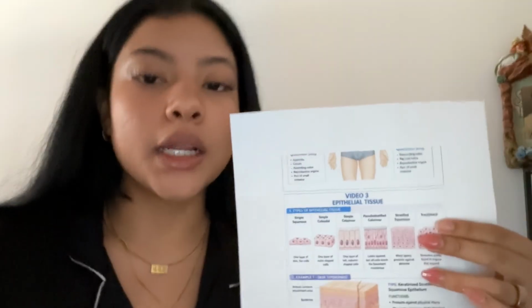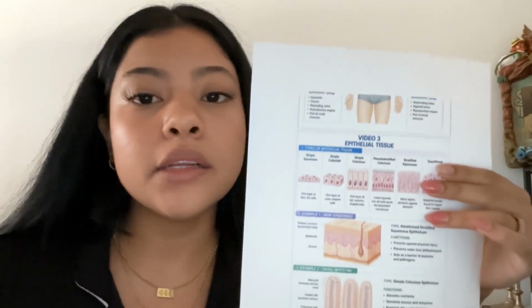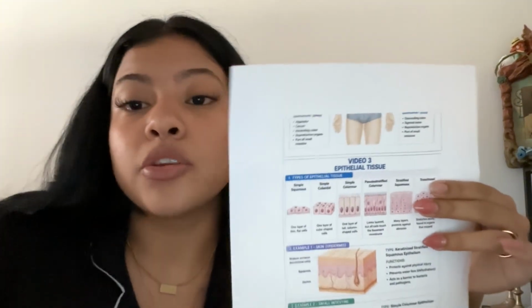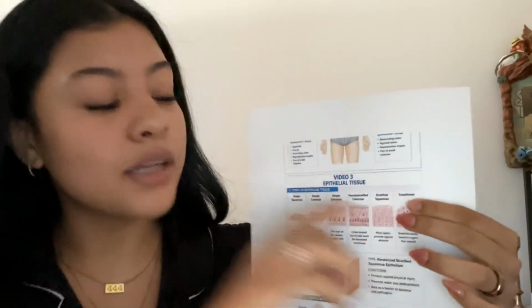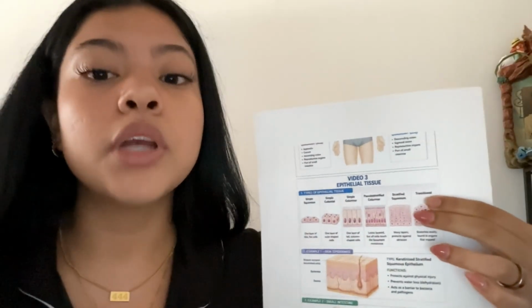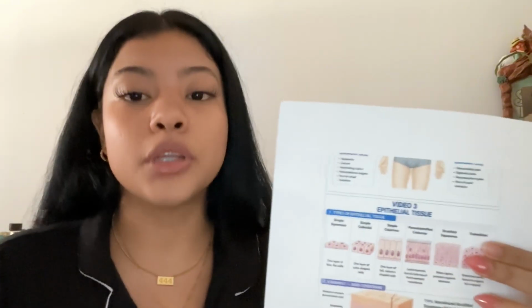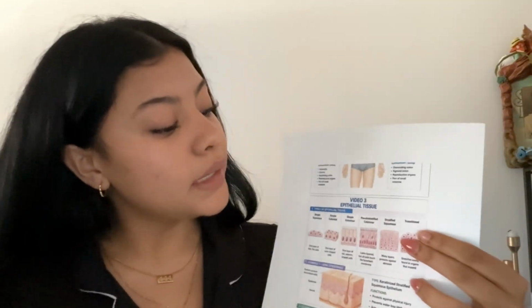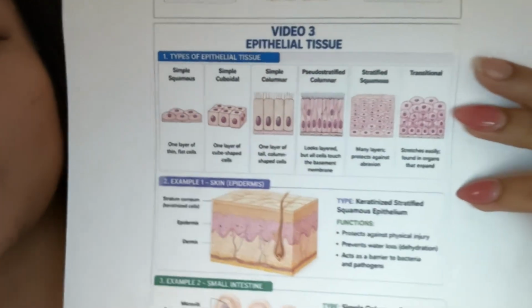Overall, we know that the epithelial tissue is used to cover surfaces, line cavities, and form glands. It also performs many functions, including protection and absorption. Then we also know that we have 6 major epithelial tissues. Understanding epithelial tissue is important because it forms a protective covering and lining of the body. And yeah, this is overall everything that we have for epithelial tissue.